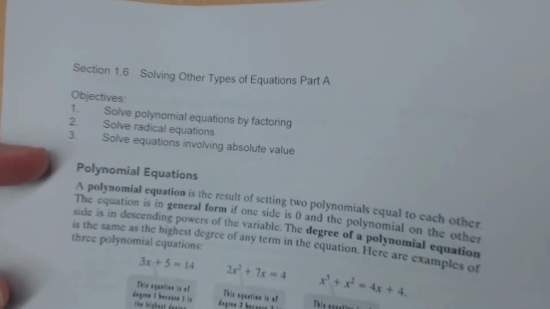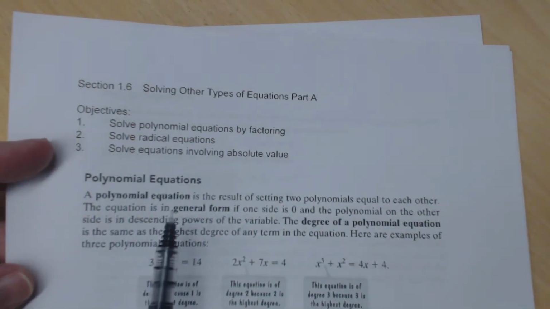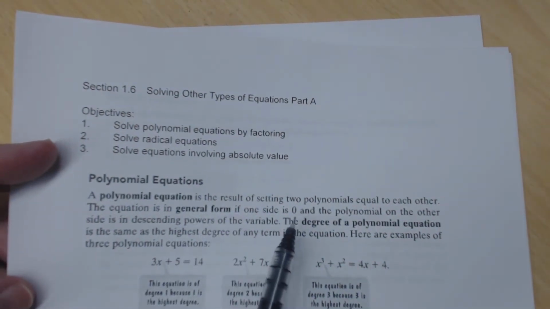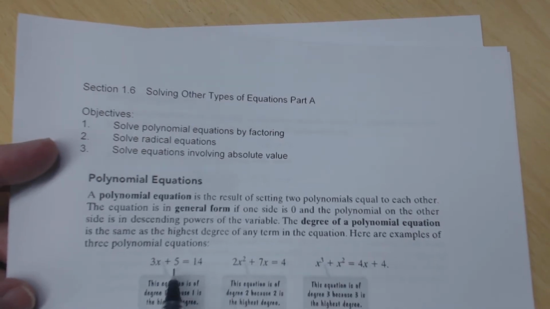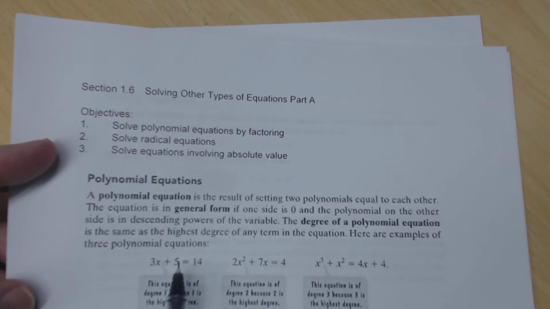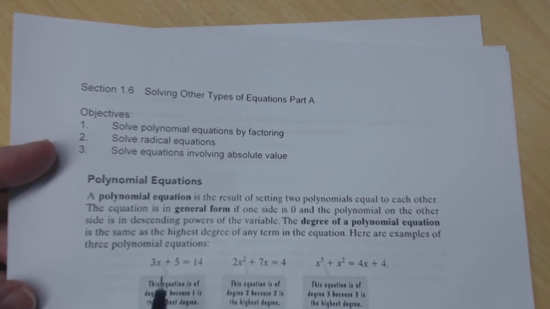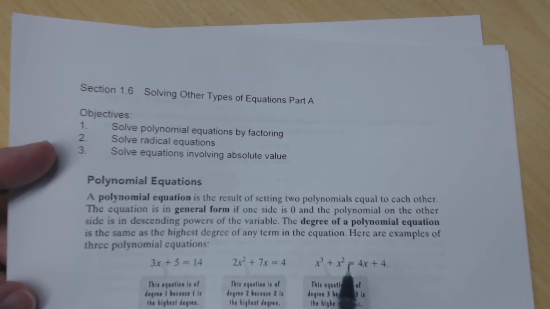So just to review, remember a polynomial equation is where you have two polynomials equal to each other. For example, remember a polynomial is one or more monomials. So you have this binomial on this side and this monomial on this side. So you have two polynomials equal to each other. So this is a polynomial equation because of the equal sign. Here's another polynomial equation, and here's another polynomial equation.